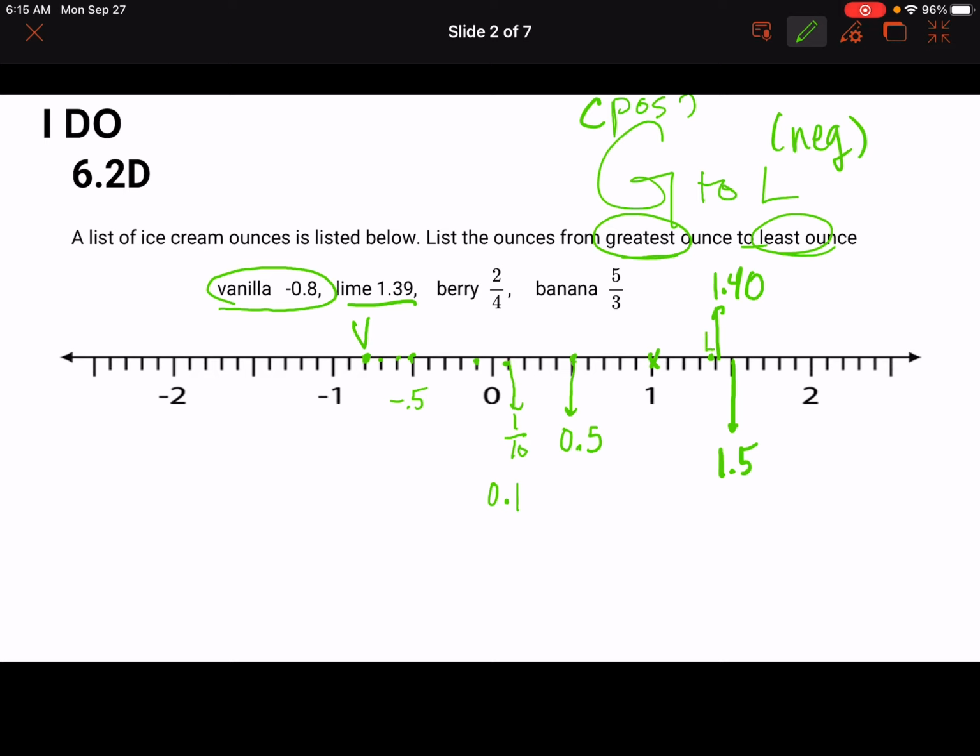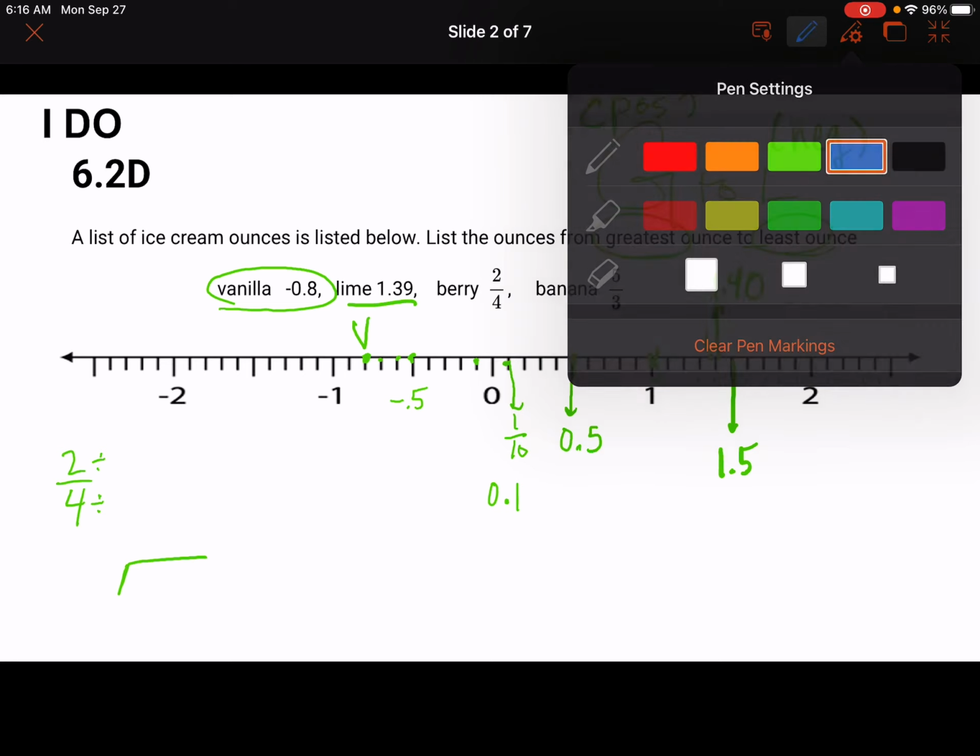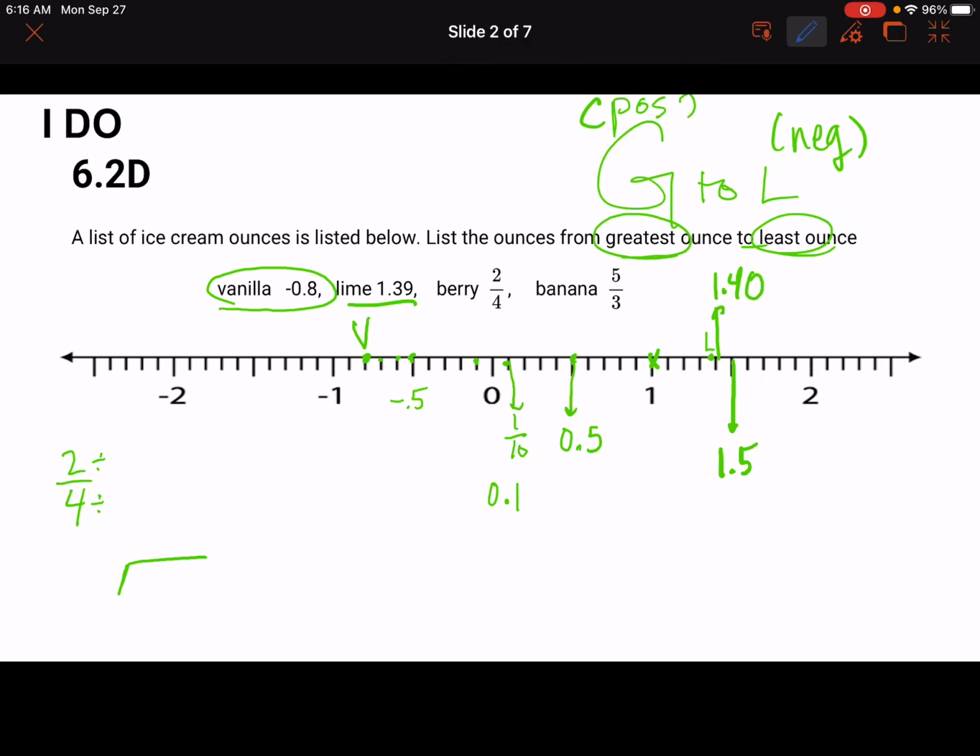Next is berry. We've got a fraction here. We can do it two ways. We can either simplify, or we can divide to find the decimal. Now I'm going to show you both ways. I know that they're both even numbers, so they're both divisible by 2, giving me 1/2, which I know to be 0 and 5/10.